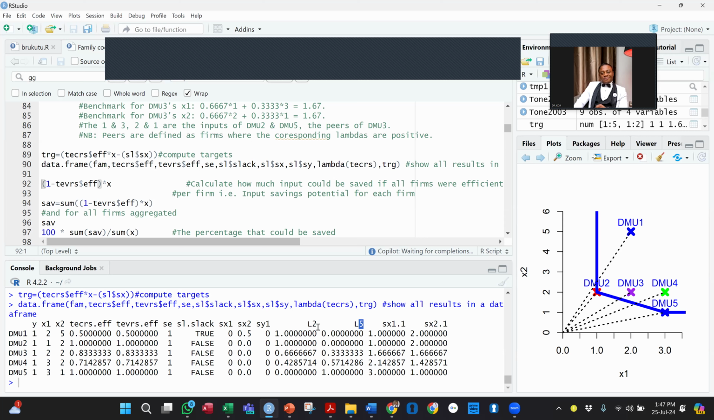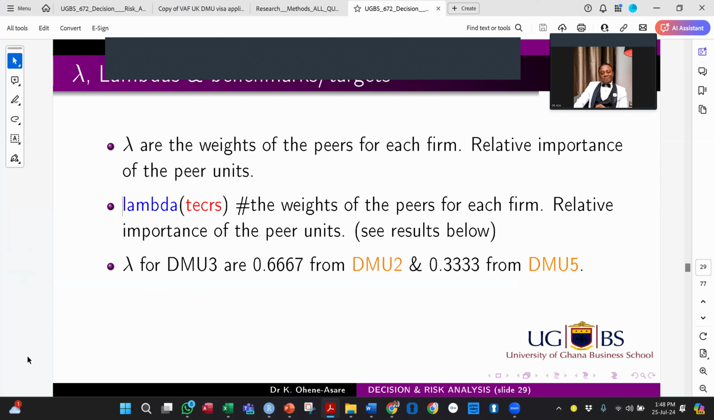Yeah, I'm saying that this is 0.6667. Oh, sorry, L5. So it is copying from L2. In fact, all of them are copying from L2, DMU2, and DMU5. Now, the lambda coming from DMU2 for DMU3 is 67%, and the lambda coming from DMU5 for DMU3 is 33%.